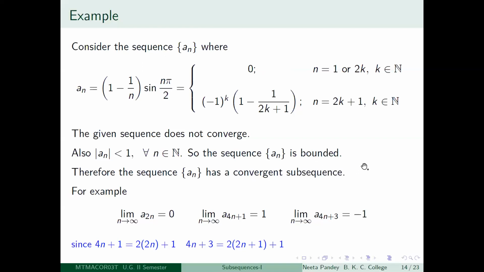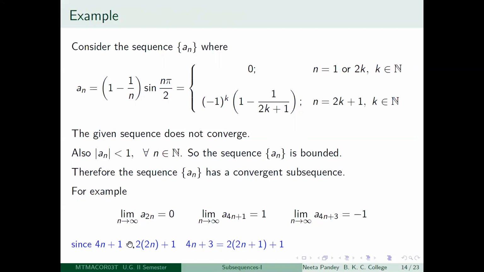So what does the Bolzano-Weierstrass theorem tell you? It tells you that a_n should have a convergent subsequence. So let us verify that for this particular example. It is clear, first of all, this one is the easiest one, that if you look at the subsequence consisting of all the even terms of the sequence, that is going to be the constant sequence 0.